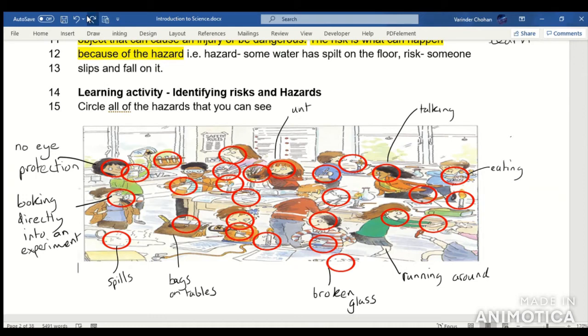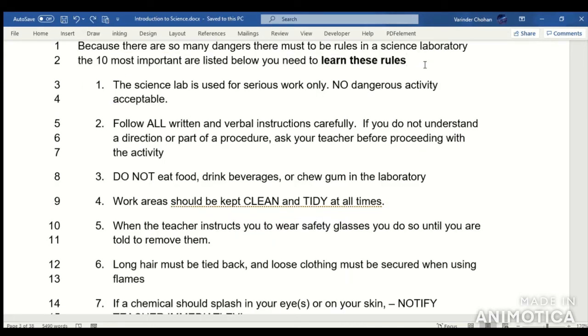This girl has untied hair. We have pieces of equipment which are too close to the edge. There is a mess in the sink. Because there are so many dangers, there must be rules in a science laboratory. The 10 most important are listed below. You need to learn these.